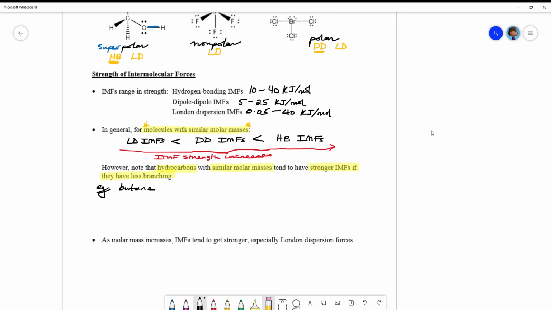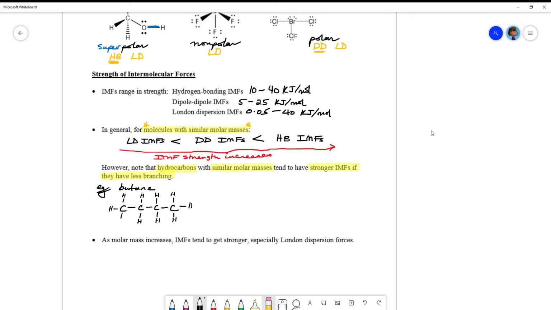Butane, I'm going to write out its Lewis structure. It has 4 carbons: 1, 2, 3, 4. To the terminal carbons, we have 3 hydrogens attached, and to the interior carbons, we have 2 hydrogens attached. So let's just put in some hydrogens. So this here is butane.